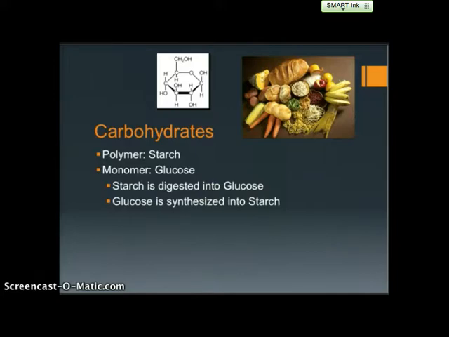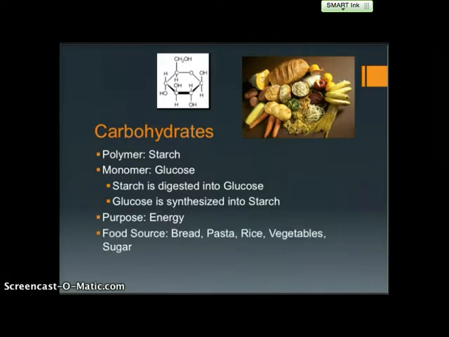The purpose of carbohydrates in the body is to provide energy. Some food sources that are high in carbohydrate content include bread, pasta, rice, vegetables, and sugar.